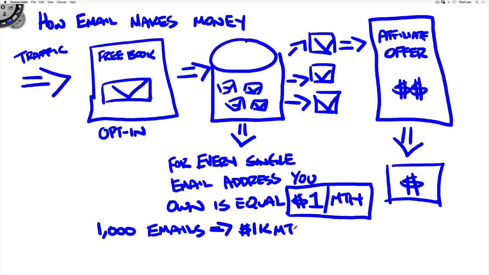And that means you will have generated $12,000 per year by simply having just 1,000 people in your database. That's it. And that's how email makes money, because you send them emails promoting your offers or an affiliate offer to these people. That's how email marketing works, and that's how email marketing makes money.